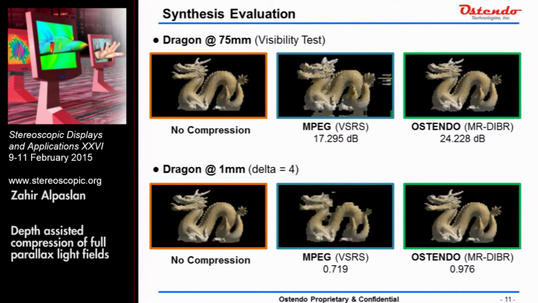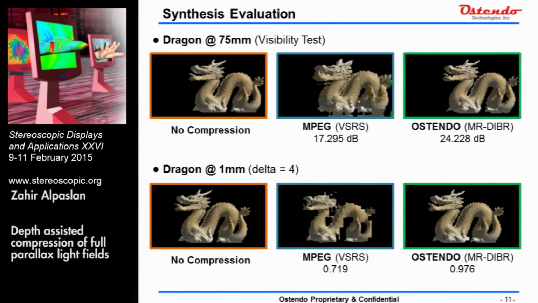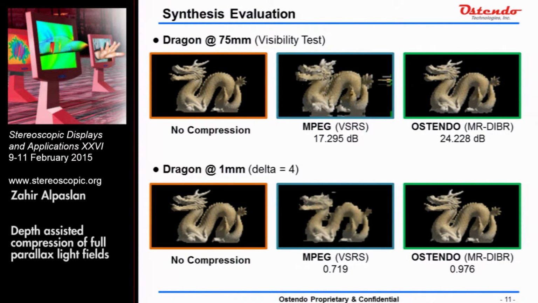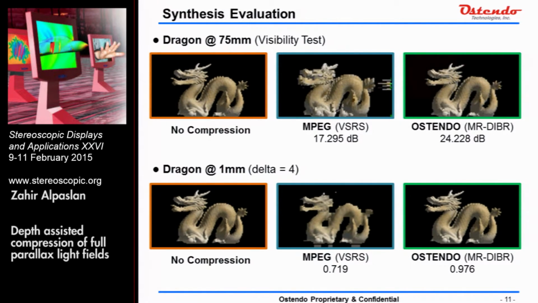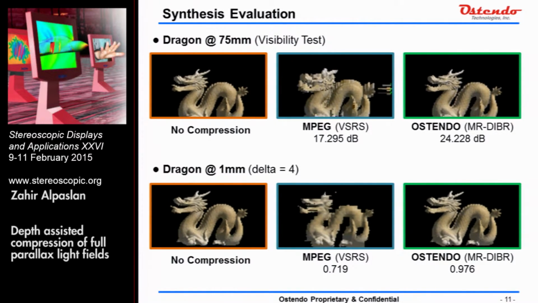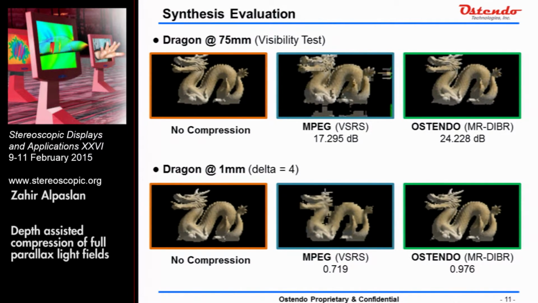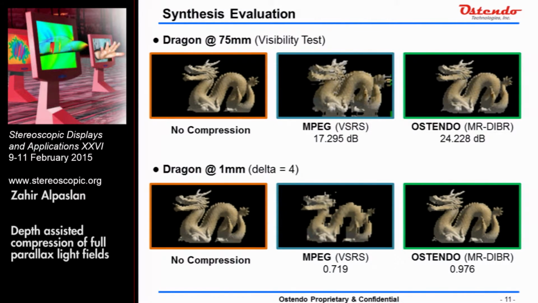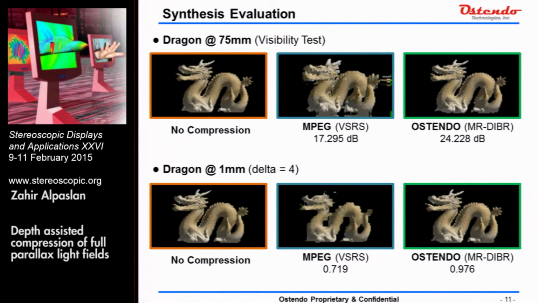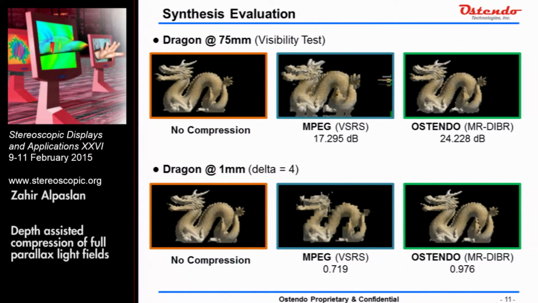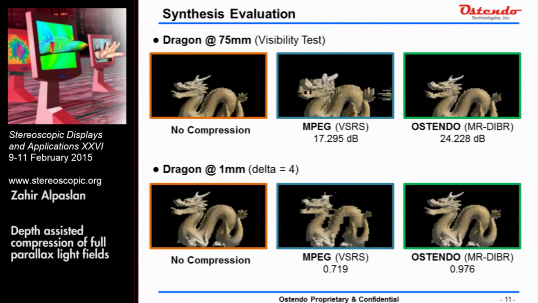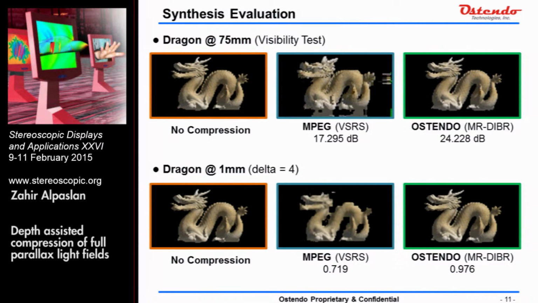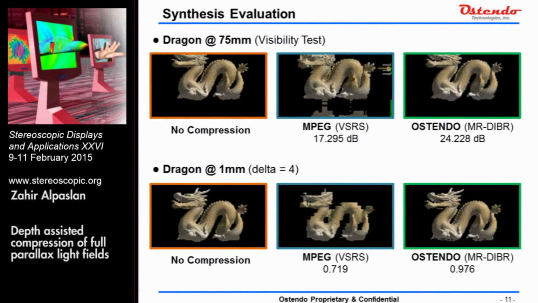I had to use a kind of complicated scheme to obtain the synthesis of the entire light field with VSRS, and that's still the result that we got with VSRS. And then this is the result that we got with MR DIBR. One thing that I want to point out here is that we do have a low PSNR. 24 dB is not a good PSNR. But when you compare those two light fields subjectively, they are pretty similar.